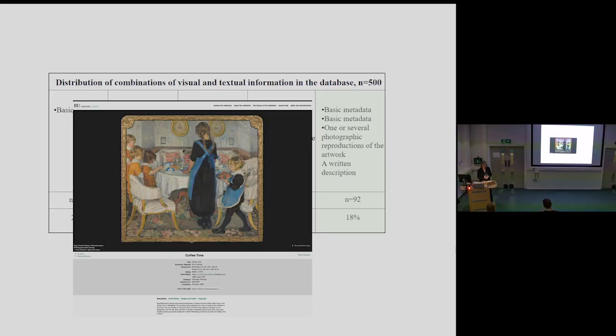In short, there were 5 different types of entries in this catalogue or this online database. And it was very clear that the artworks that have been conserved, researched or loaned to other museums or were on display in the museum were more elaborately described in the catalogue.